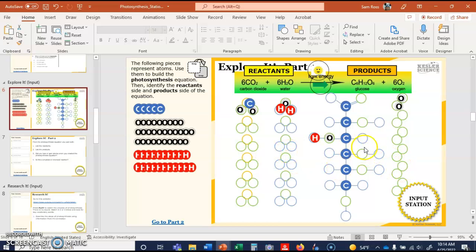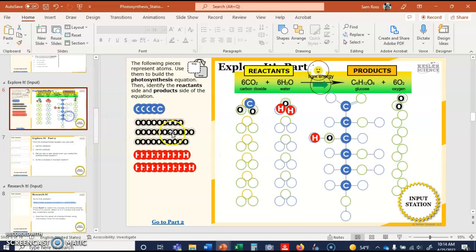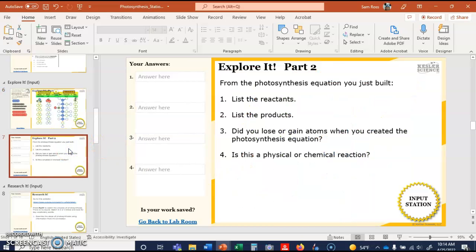And you can literally count them. You don't even have to go by the chemical equation if that's confusing. And then, is this a physical or chemical reaction? Let's see. Well, we start with carbon dioxide and we end with something different. So that should probably tell you whether it's physical or chemical.